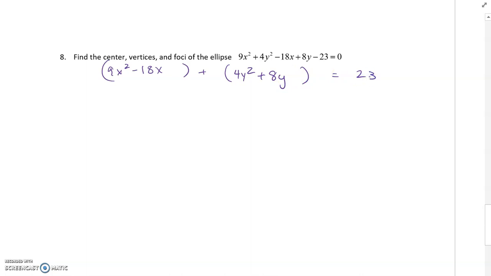Now factor out a common factor, or factor out the leading coefficient of the x squared and the y squared terms. So if I take a 9 out of the first group, notice I'm leaving a little extra room because I'm going to put something in there. And I factor a 4 out of the second group, again, leaving a little bit of extra room.